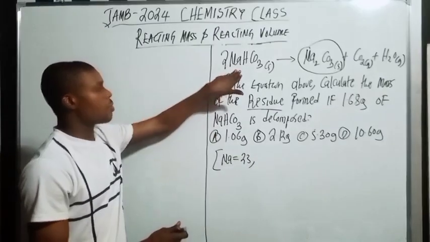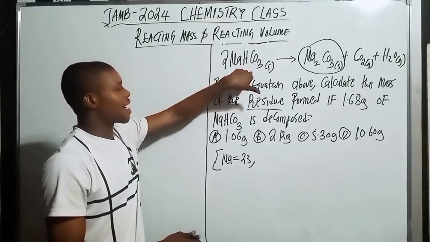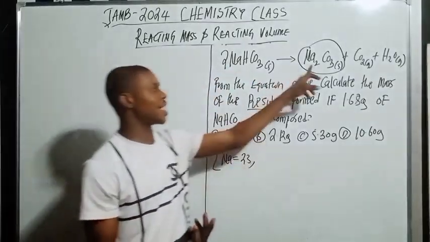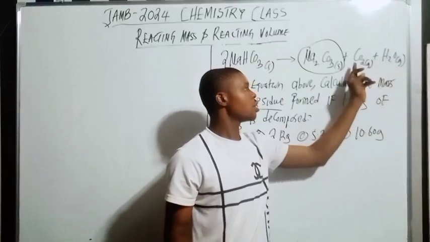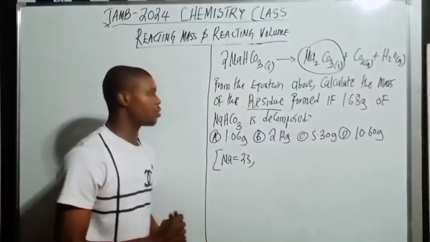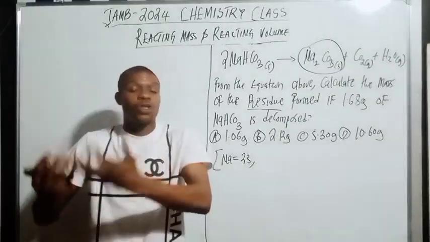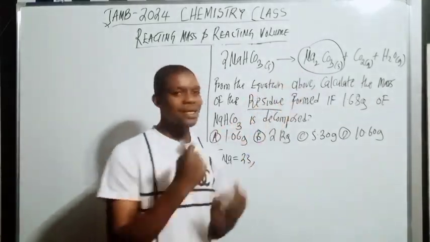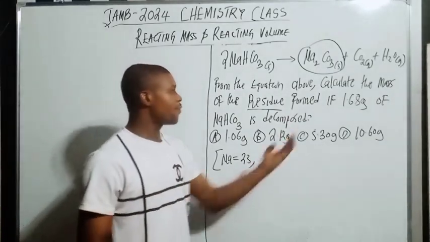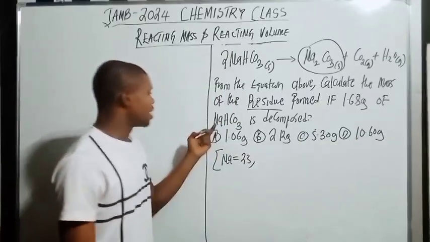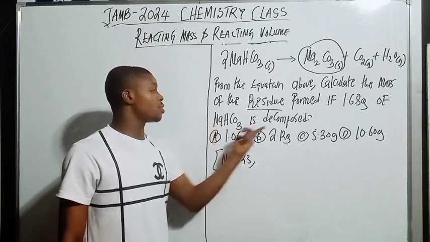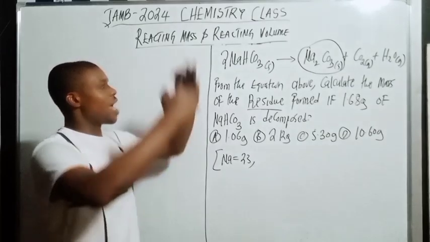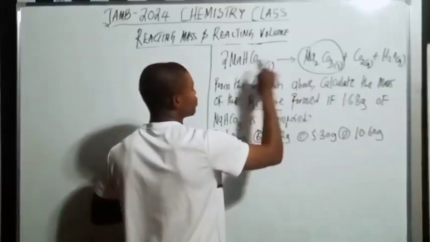So when this sodium bicarbonate is decomposed, it is going to form a residue and a gas, CO2 and H2O. Do you get that? So what they want to calculate here is the mass of sodium carbonate produced if 1.68 gram of bicarbonate is decomposed. Do you understand? So here now, I'm not going to do everything here. I'm only going to look at these two things.